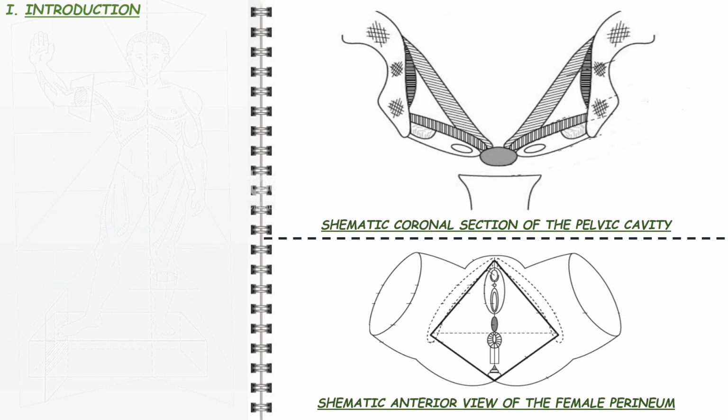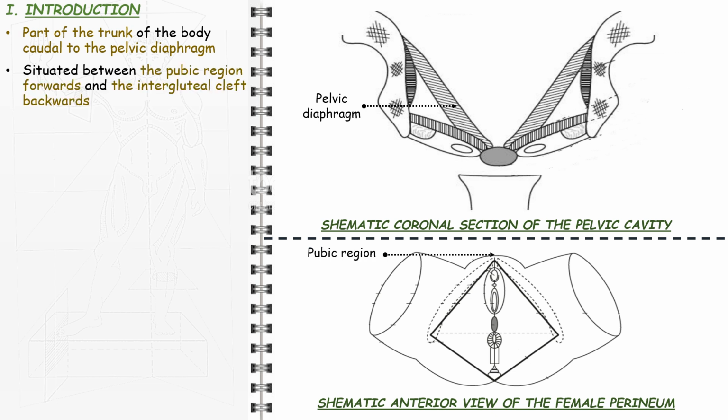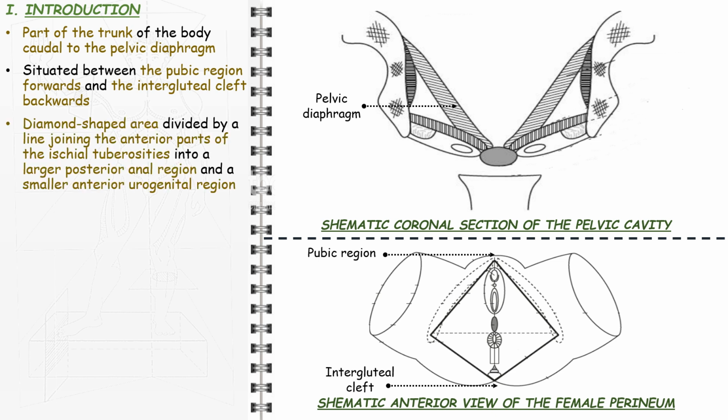The perineum consists of that part of the trunk of the body caudal to the pelvic diaphragm, levator ani and coccygeus muscles, and situated between the pubic region, forwards, and the intergluteal cleft backwards. A line joining the anterior parts of the ischial tuberosities divides this diamond-shaped area into a larger posterior anal region and a smaller anterior urogenital region.